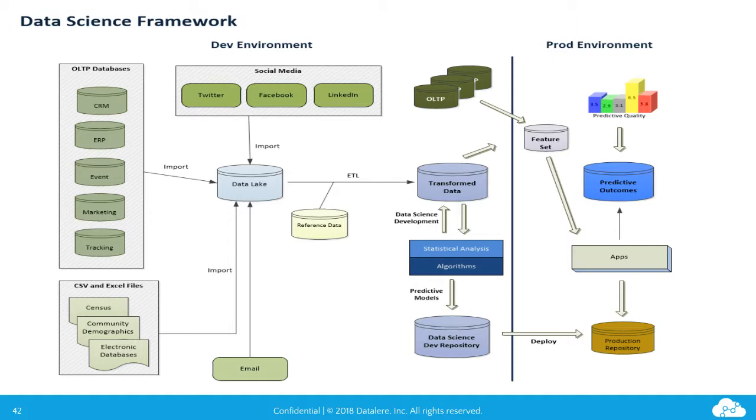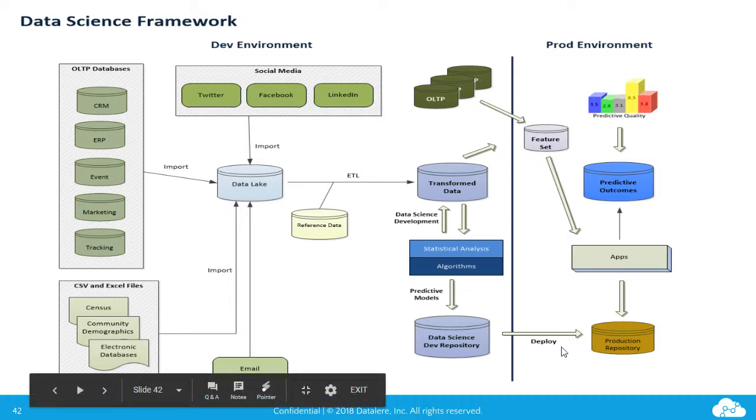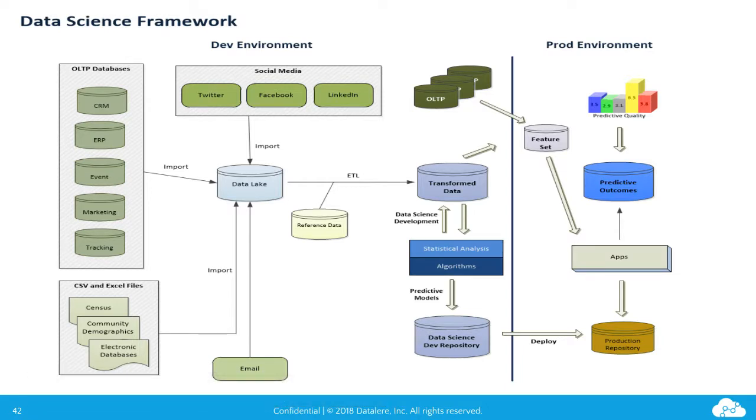This diagram shows an example of how we at Dataleer would operationalize a data science solution. On the left-hand side is all the data that gets put together and transformed in a way so that it can be analyzed and evaluated and used by a data scientist. But on the right-hand side is the output of that.